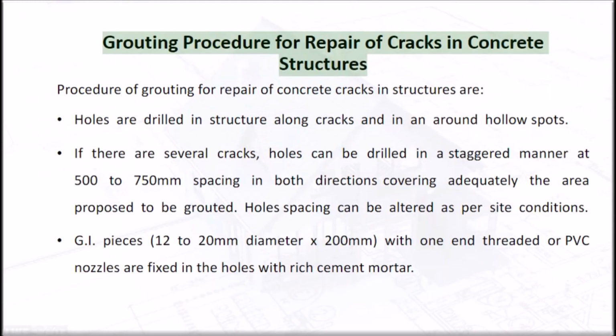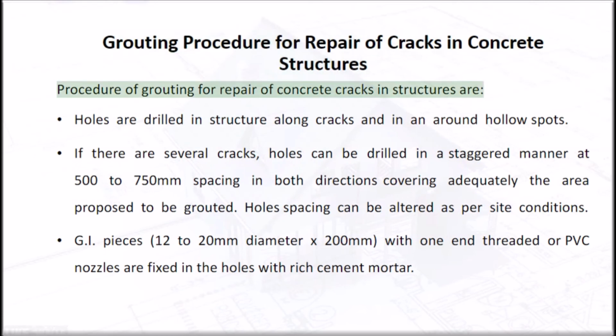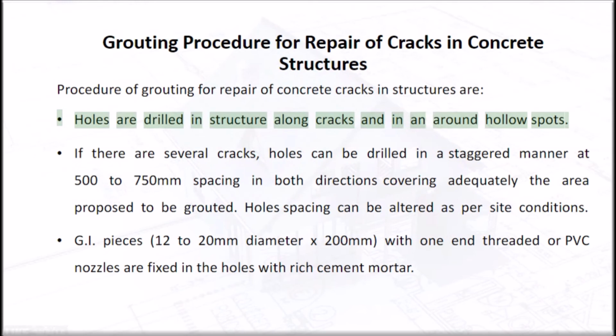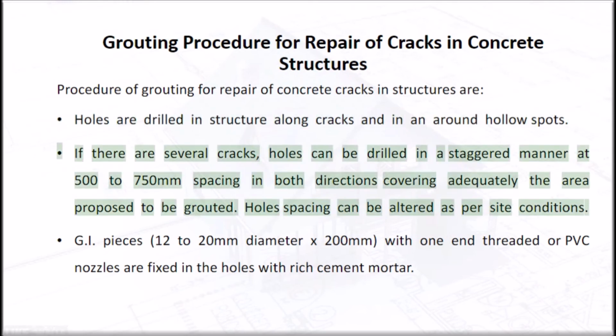Grouting procedure for repair of cracks in concrete structures. The procedure of grouting for repair of concrete cracks in structures is: holes are drilled in the structure along cracks and in and around hollow spots. If there are several cracks, holes can be drilled in a staggered manner at 500 to 750 mm spacing in both directions, covering adequately the area proposed to be grouted. Hole spacing can be altered as per site conditions.